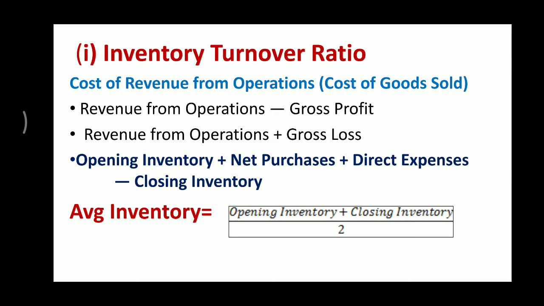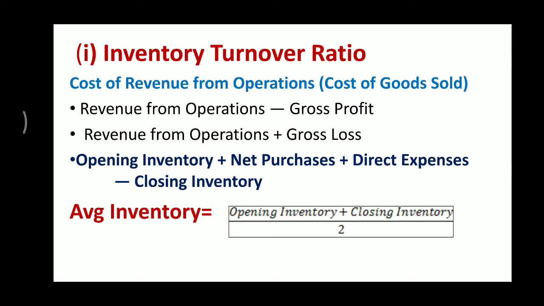And how to calculate the cost of revenue from operation? It is simply revenue from operation minus profit. That means if you deduct profit from sales, because revenue from operation represents sales, then what remains is the cost. And in other words, how to calculate gross profit? It is simply selling price minus cost price, that is revenue from operations minus cost of revenue from operation.